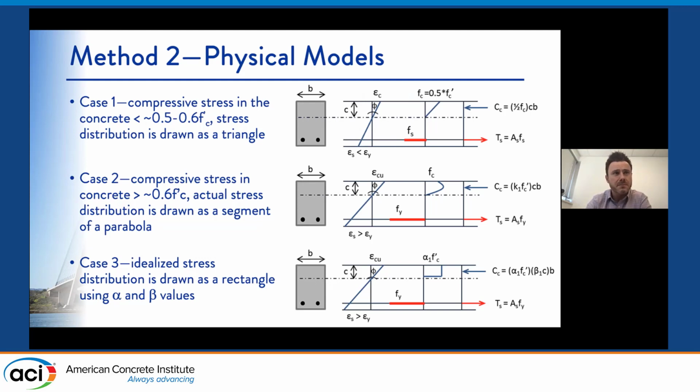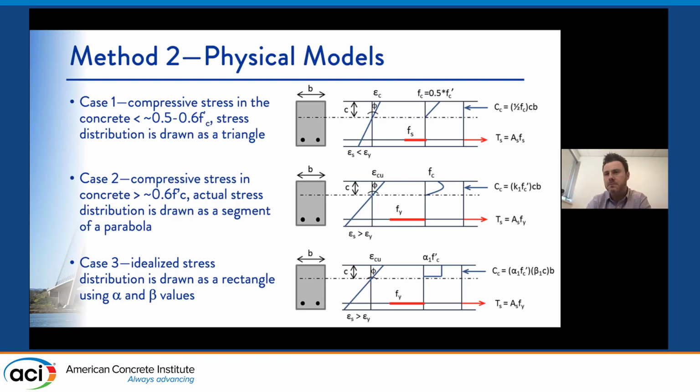Case 2, it exceeds that, and so you start to get into that parabolic behavior. So the concrete starts to crush a little bit, and we represent that with a parabolic shape that's extended throughout the cross section. And in case 3, we have the idealized stress distribution that is drawn as a rectangle, and we incorporate the alpha 1 or the 0.85 f'c along with the beta 1 value to convert from c and a.